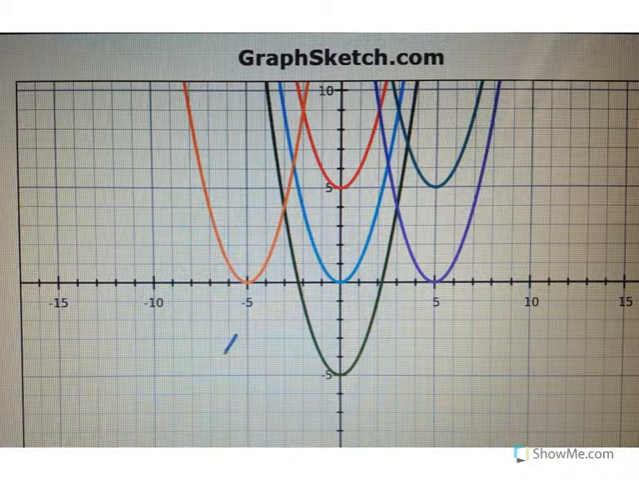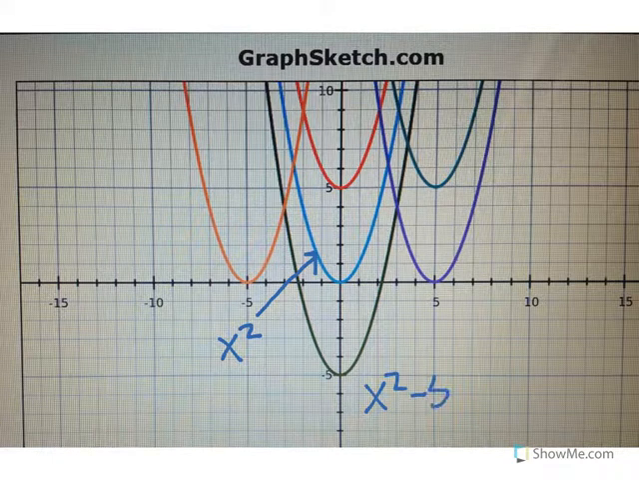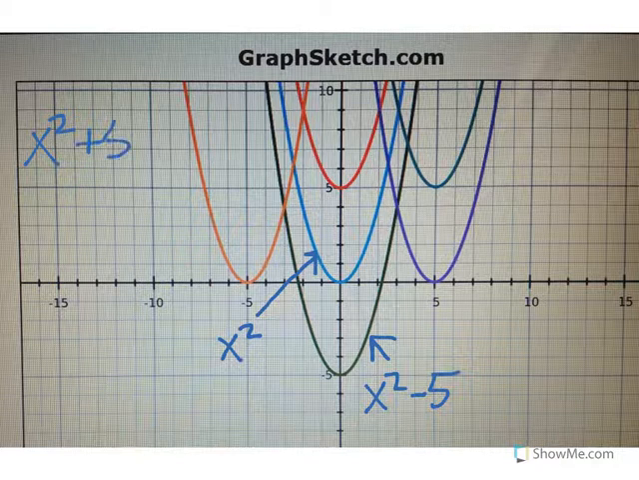So here's y = x squared in the blue. And then I tried y = x squared minus 5. That's this graph here. And I noticed, oh hey, it went down 5. When I subtracted 5, it went down 5. And then I tried x squared plus 5, and I noticed that it went up 5. That's this graph here in the red.